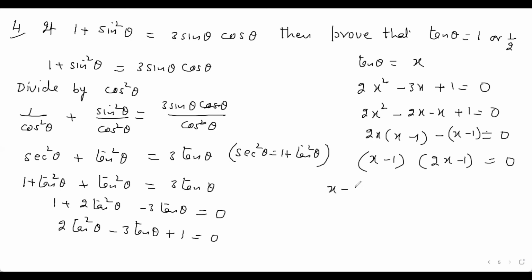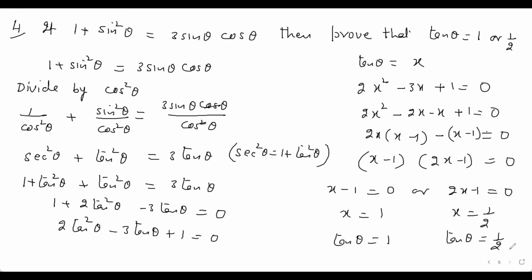So either x minus 1 is 0 or 2x minus 1 is 0. It means x is equal to 1. It means x is equal to 1 by 2. X means tangent theta. Either tangent theta is 1 or tangent theta is half. This is how we will do this sum.